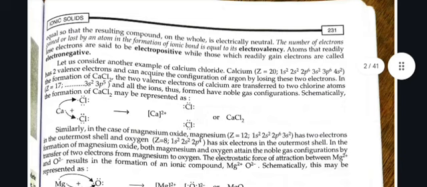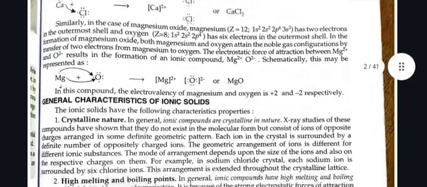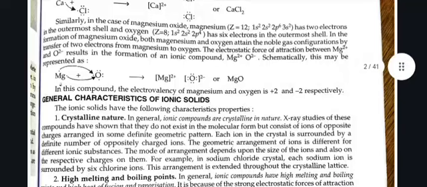In the formation of CaCl2, the two valence electrons of calcium are transferred to two chlorine atoms, atomic number 17, 1s2, 2s2, 2p6, 3s2, 3p5, and all the ions thus formed have noble gas configurations. Schematically, the formation of CaCl2 may be represented as this. The diagram is shown in the text.